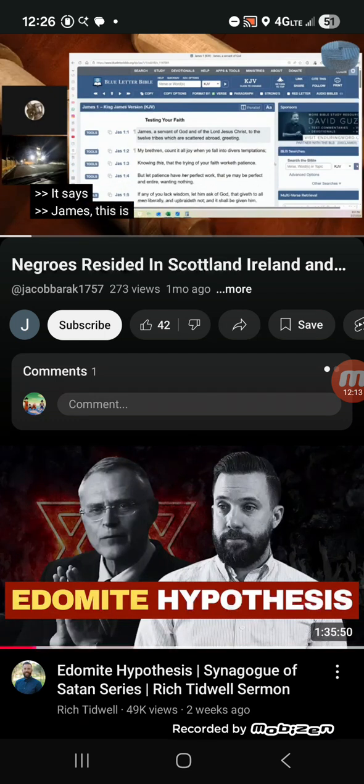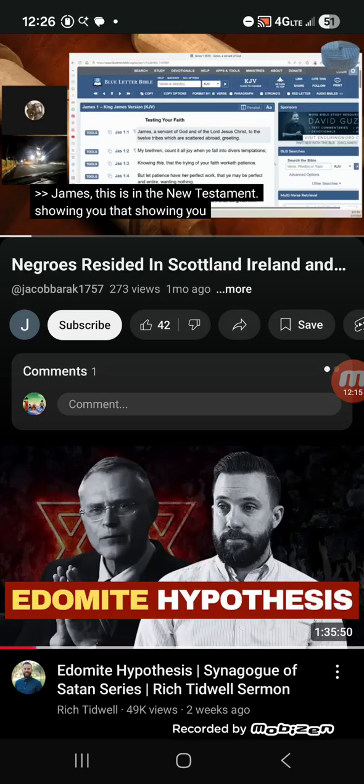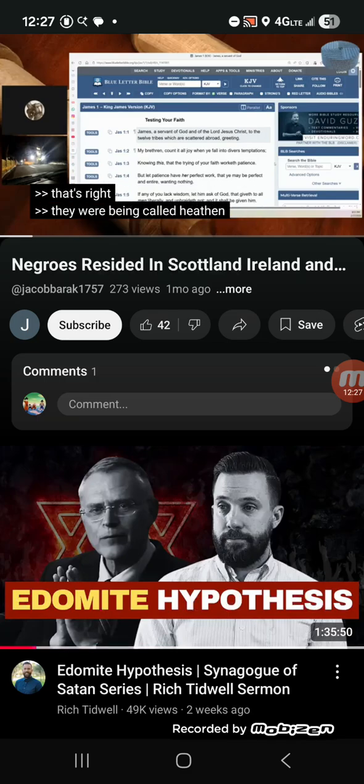It says, James, this is in the New Testament, showing you that the disciples who became the apostles already knew that our brothers are scattered abroad. Now, they were scattered amongst the other nations doing heathenistic things. That's why they were being called Gentiles. That's right. They were being called heathen, not because they were actual heathen. The word heathen means foreigner or a non-Israelite, so you can understand. Another nation, somebody of another nation.